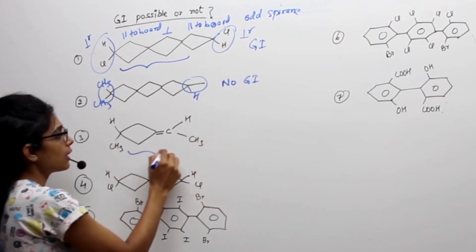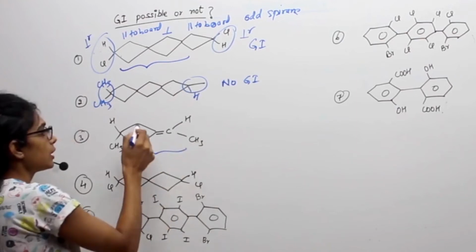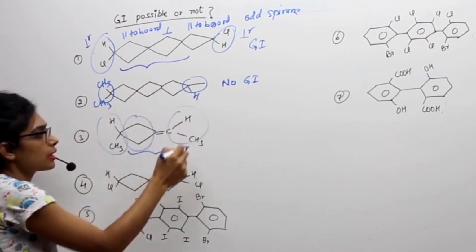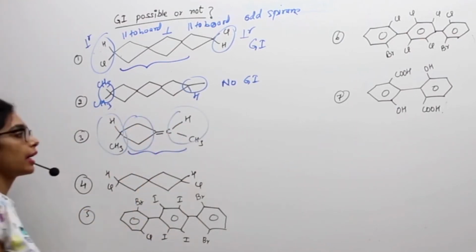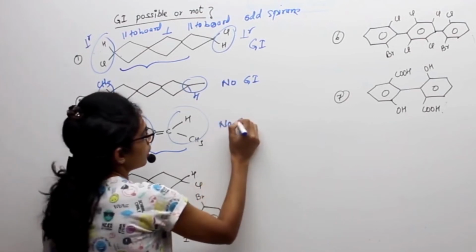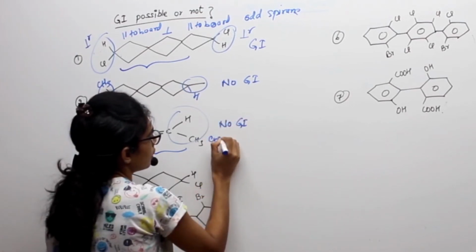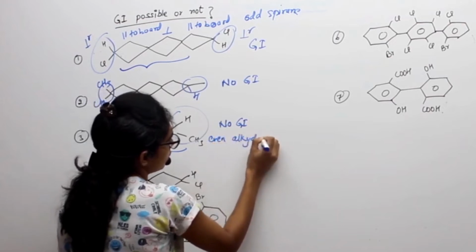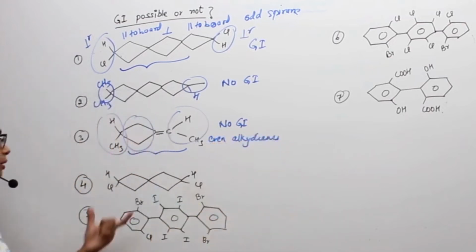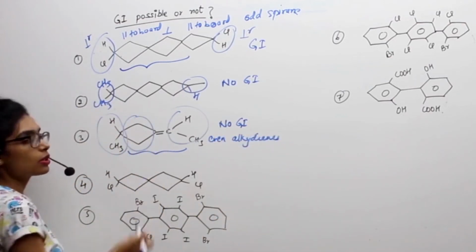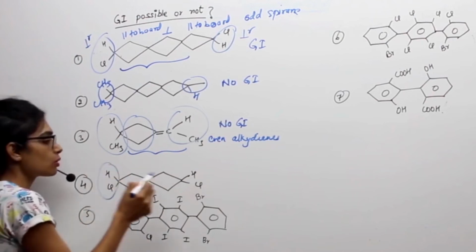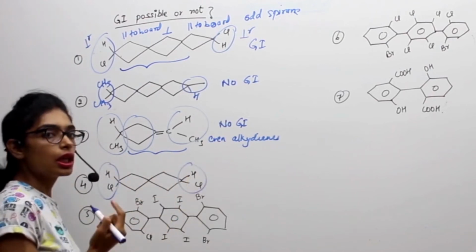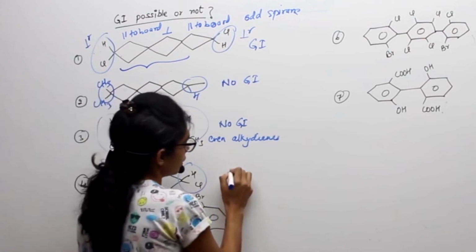This is even alkylidene. Basically, this HCH3 and this HCH3 are going to be in different planes, and hence no GI. This is even alkylidene. Okay, come to the next one. These two are going to be in two different planes, hence these groups are going to be in two different planes. Even spirenes, no GI.